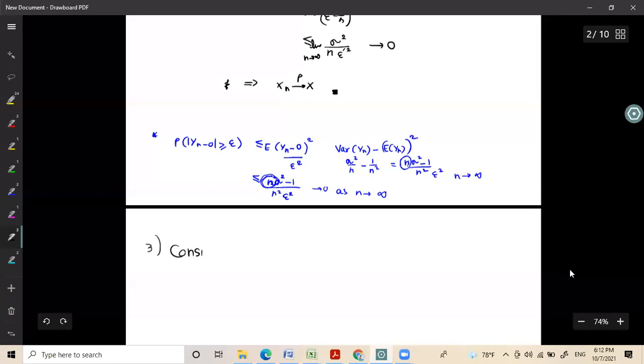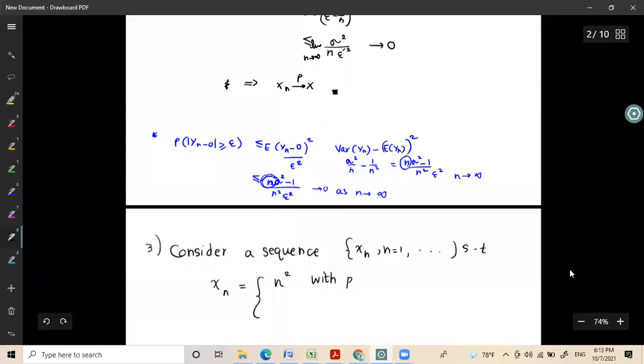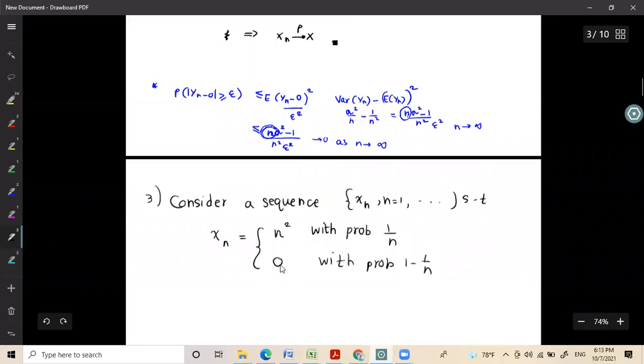Consider a sequence xn for n going from 1 up to infinity such that, now this is how you define xn. Xn will be n square with probability 1 over n. This is a little bit different question. Or it will be 0 with probability 1 minus 1 over n. So the total probability is 1. Xn can be either n square or 0. It will be n square with probability 1 over n and 0 with the complement 1 minus 1 over n.